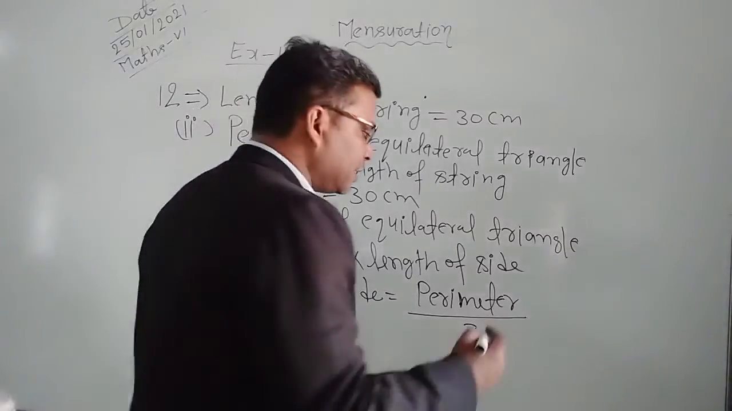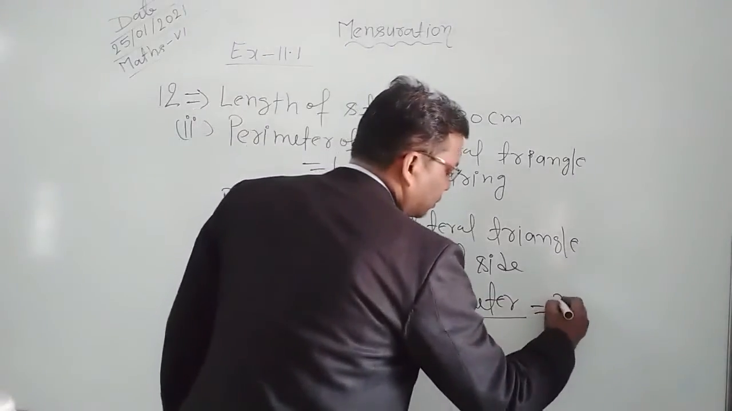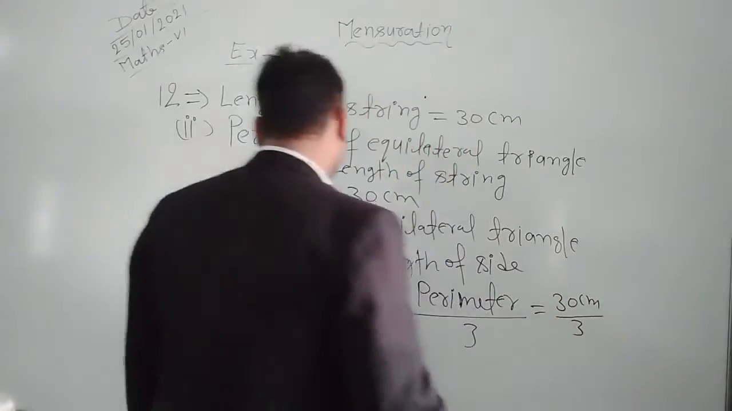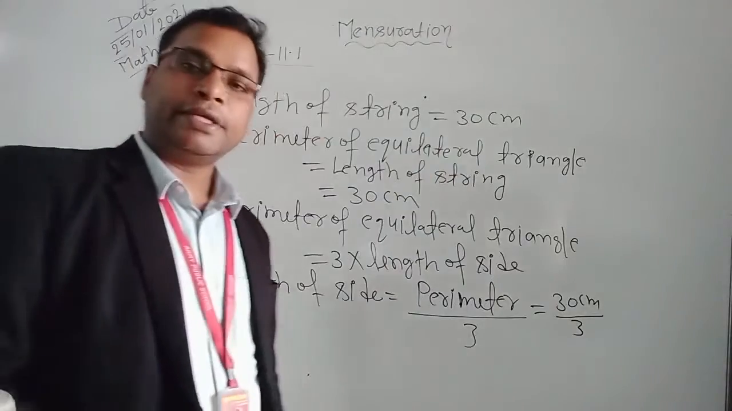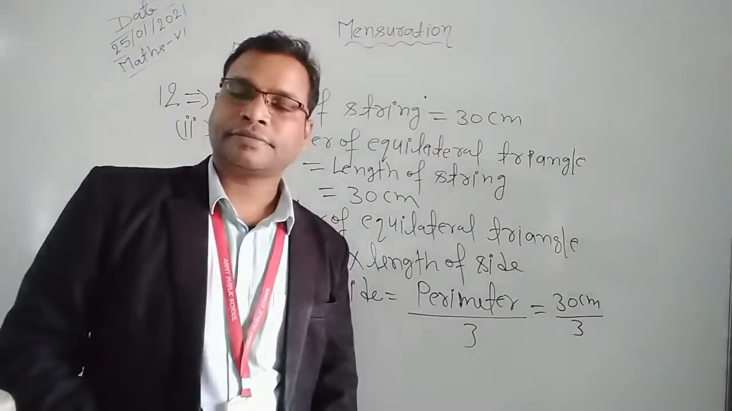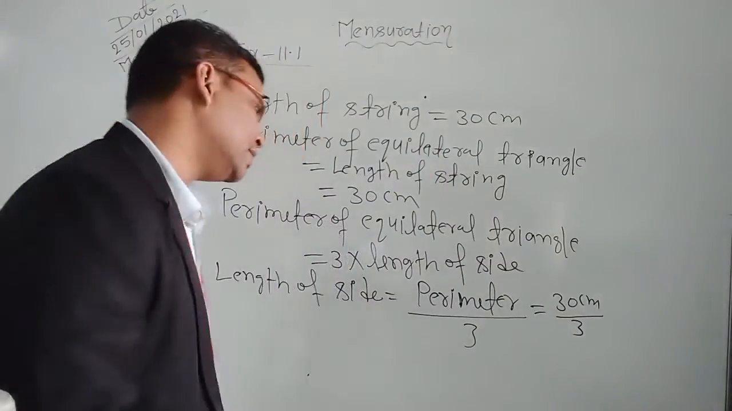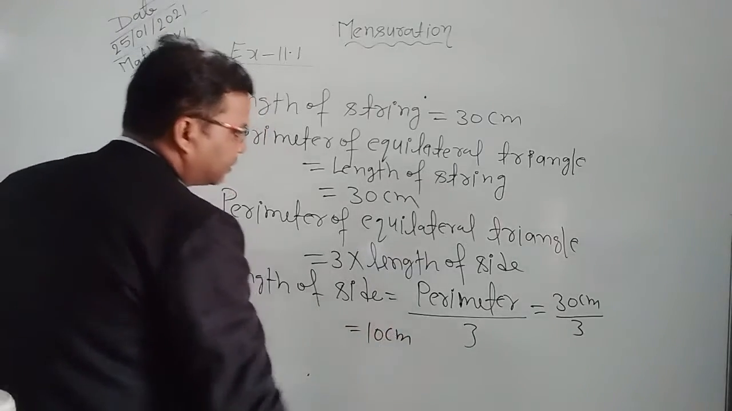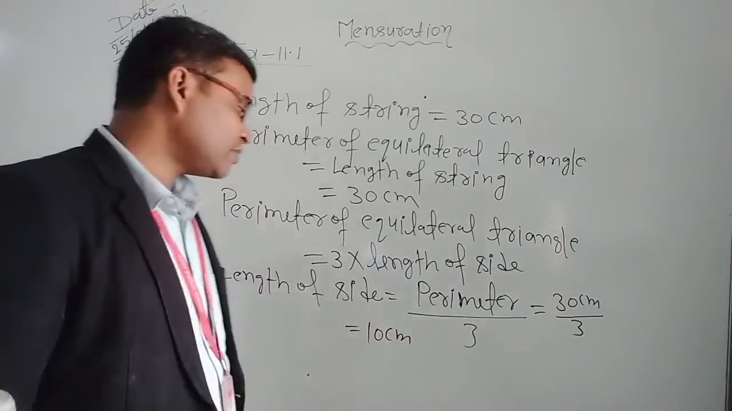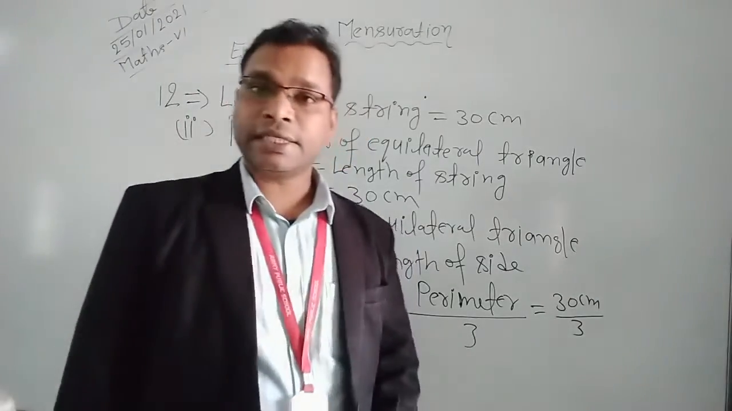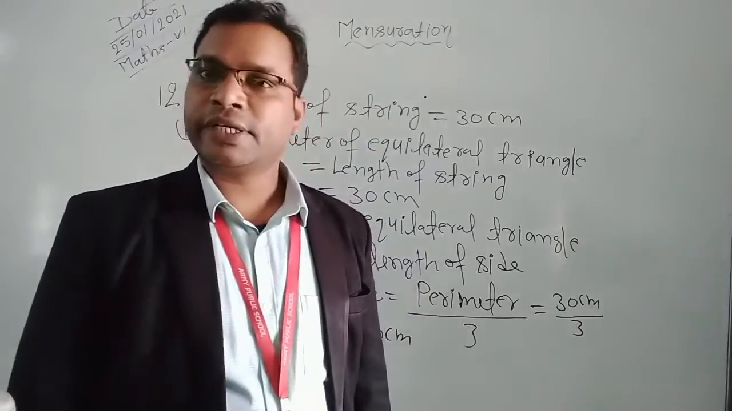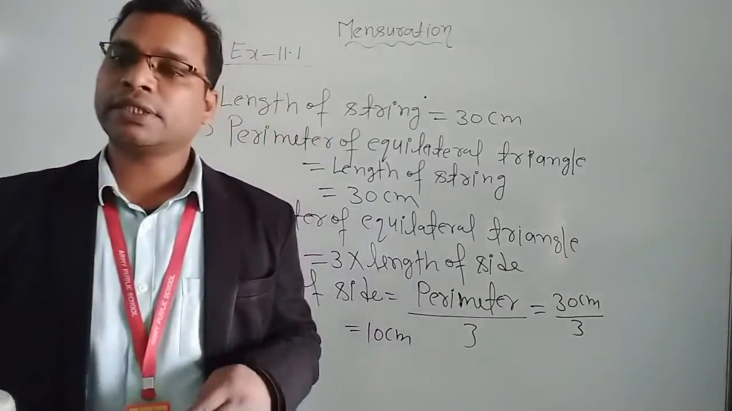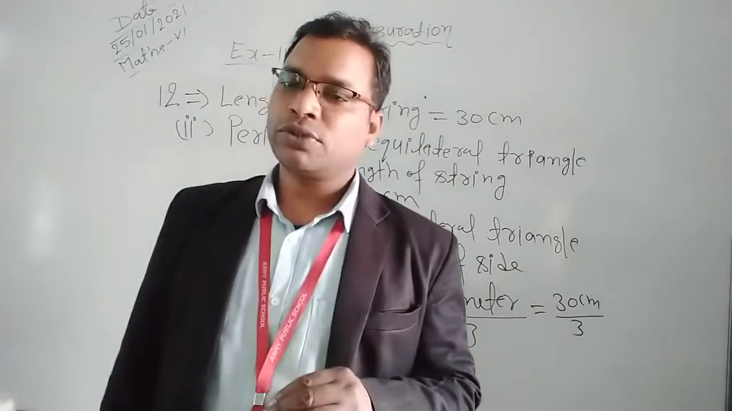The perimeter is given here, 30 centimeters. 30 centimeters by 3. If you divide 30 by 3, then you get 10 centimeters. So you can say the length of side of the equilateral triangle is 10 centimeters. This is clear? Now we are going to discuss the next part of this question.